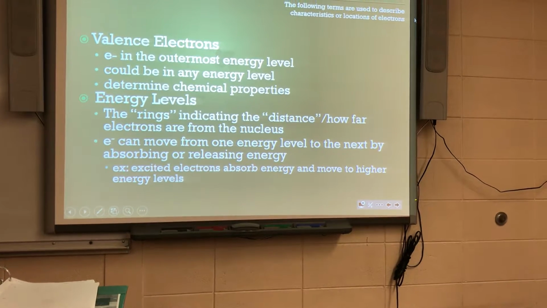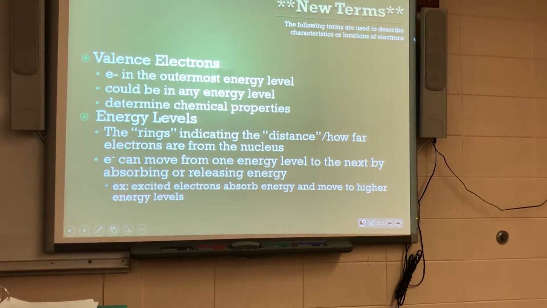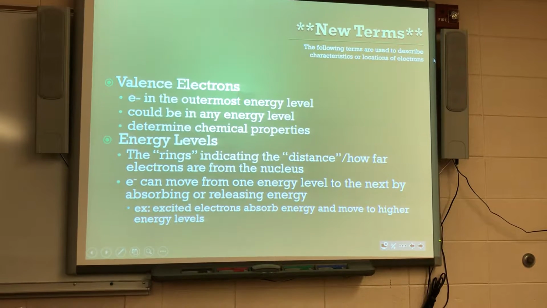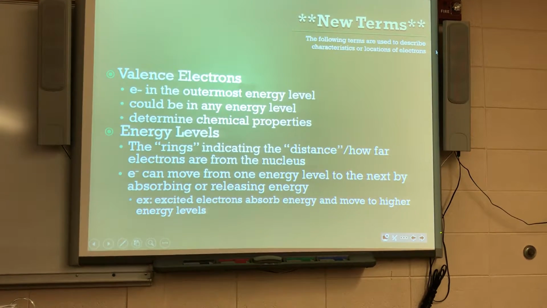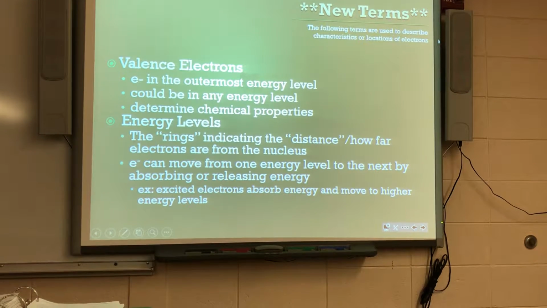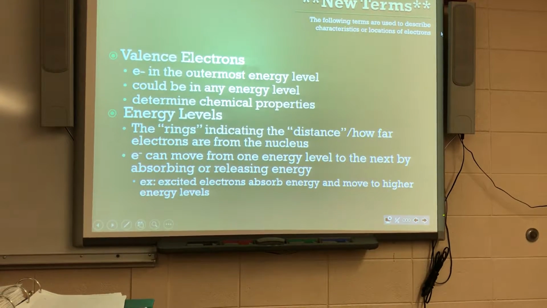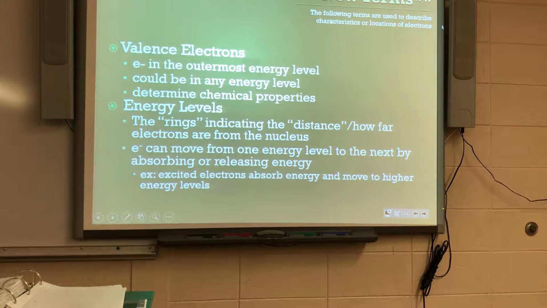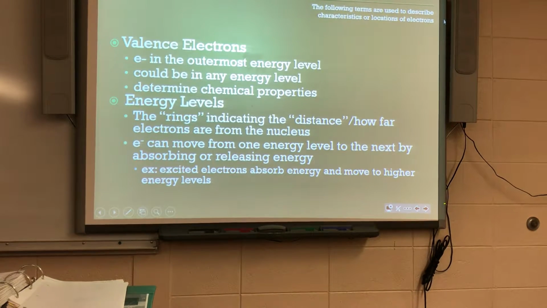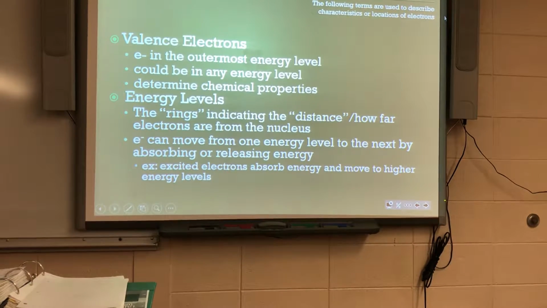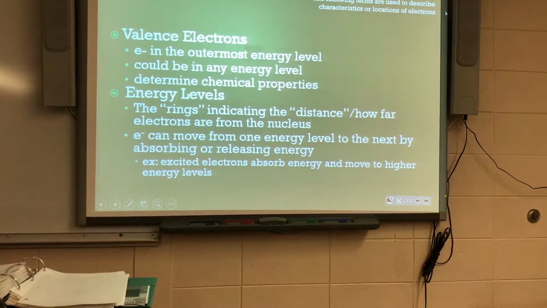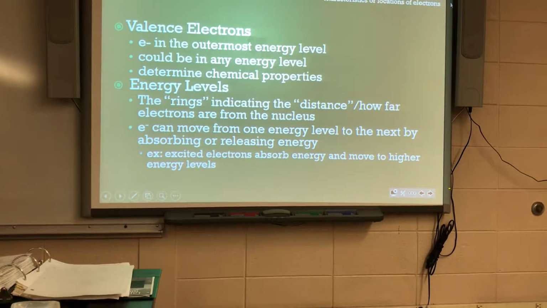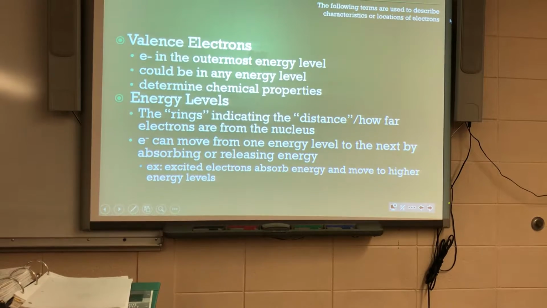Okay, so underneath your picture, you're going to put down a lot of information about the valence electrons and energy levels. So your first one for valence electrons, I want you to write down the electrons that are in your outermost energy level. Valence electrons can be in any energy level as long as it's the outermost energy level. And finally, the valence electrons are what gives elements their properties, the way they behave. If something is very reactive to water, it's because of its valence electrons. If something is very stable and does not react, it's because of its valence electrons.